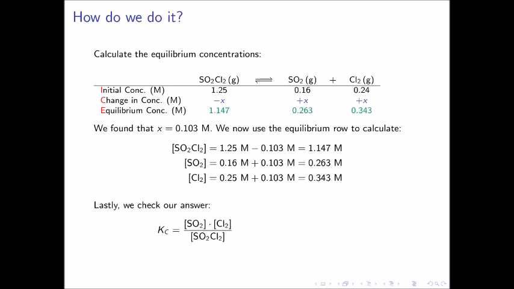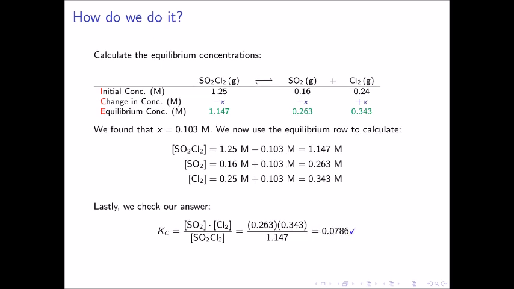Now that we know these values, the remaining step is to check our answer. When we substitute these values into the Kc expression, we get a value of 0.0786. Notice that this is not exactly equal to the Kc value we began with, and this occasionally happens. This is primarily due to rounding errors when solving the quadratic formula. As long as your value is fairly close to Kc, you obtain the right answer.